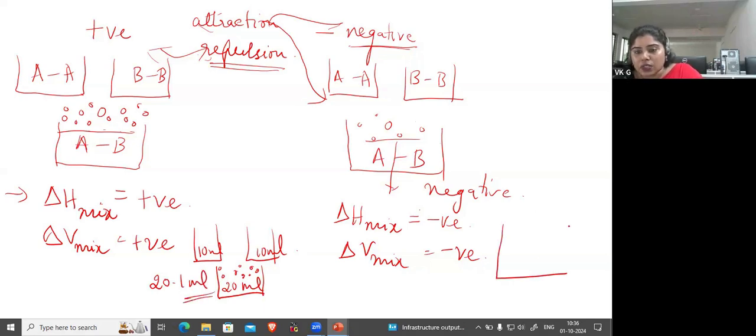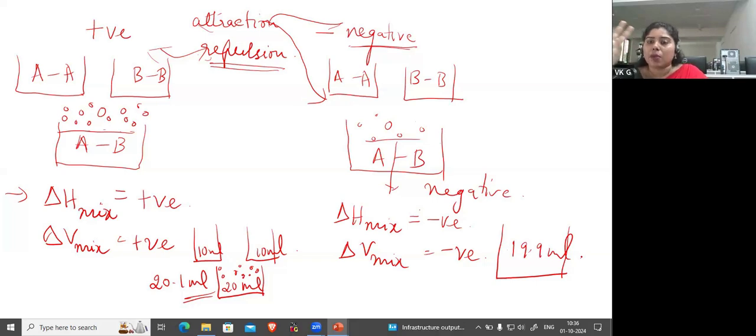Same way, in the case of negative deviation, if you mix 10 ml and 10 ml, 20 ml should come. 20 ml means which type of solution? Ideal solution. But for non-ideal negative, the attraction is strong. If attraction is more, vapor pressure will be less, and volume will also be less. So maybe instead of expecting 20 ml, our value comes as 19.9 ml. Understood? So that is where the volume keeps changing with respect to positive and negative deviation. You need to understand this concept rather than just getting to know the differences.